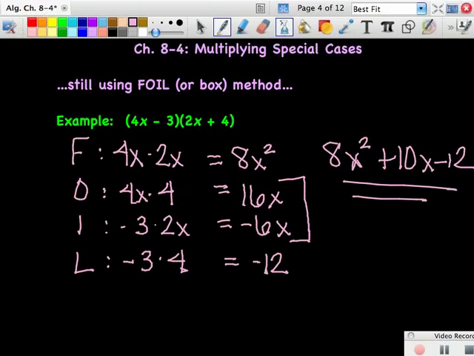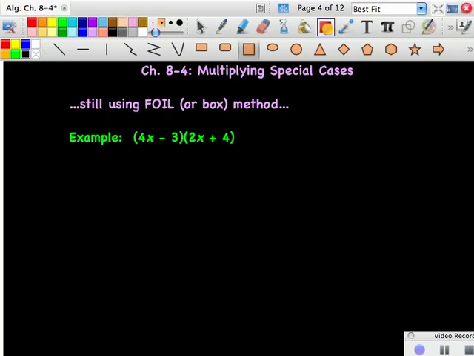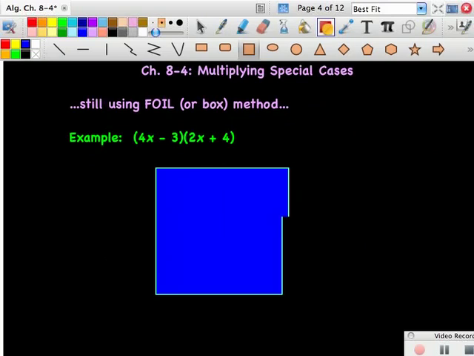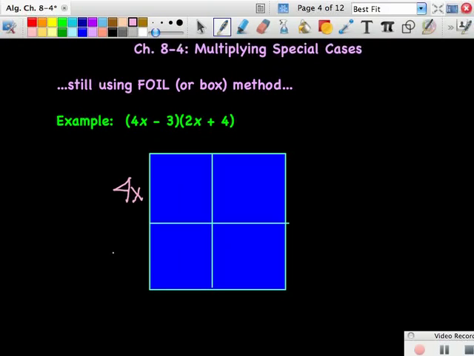And with the box method, if you make a box, and so here we have our box. We add to it our rows and our columns. I guess I said that backwards, huh? Each one, so 4x here, negative 3 there, 2x up here, and then a positive 4. The only reason I wrote this plus sign right here is to remind you that this 4 is positive.